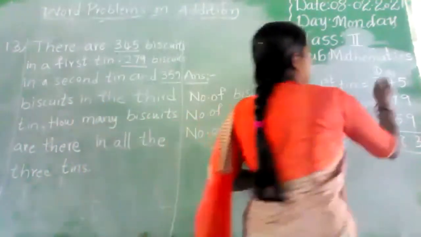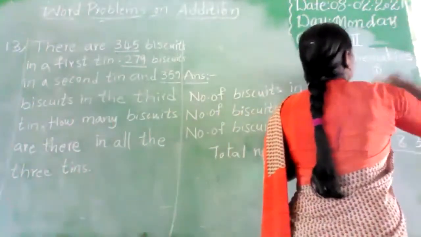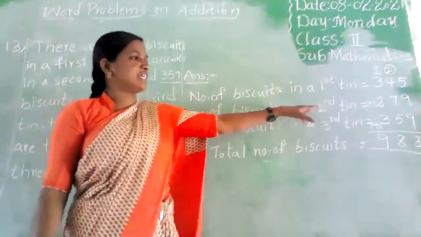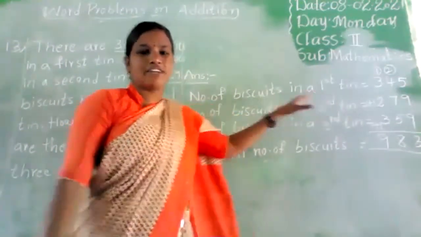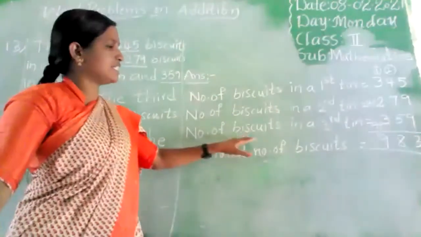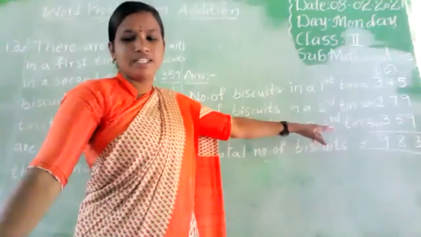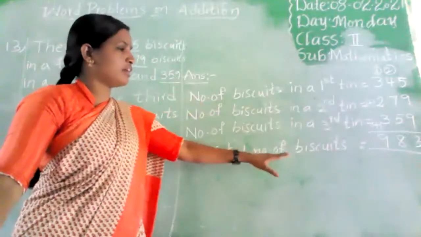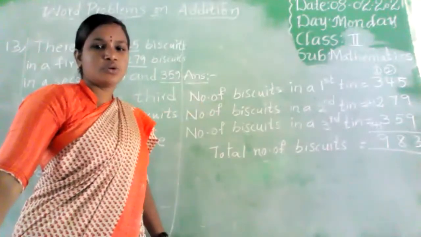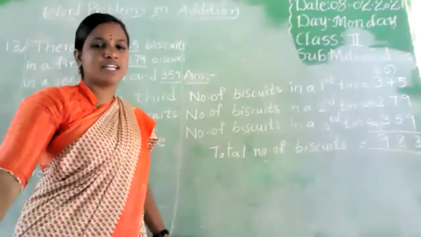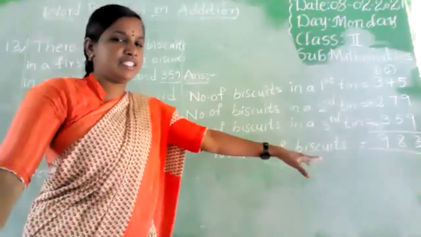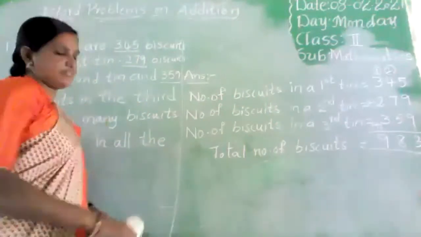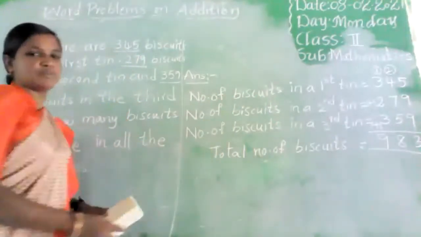See, first, number of biscuits in the first tin, 345. Number of biscuits in the second tin, 279. Number of biscuits in the third tin, 359. Total number of biscuits: 983. Write in your textbook, write neatly.